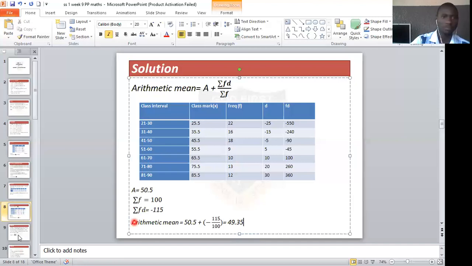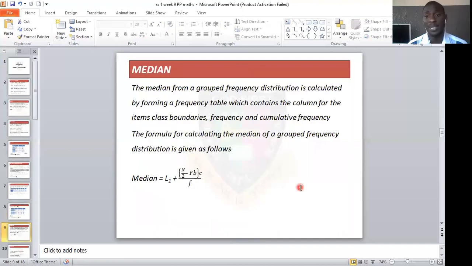So we go to the next thing, which is the median. This is how to calculate the median for grouped data. Read the note. The median from a grouped frequency distribution table is calculated by forming a frequency table which contains columns for the class boundary, the frequency, and the cumulative frequency. You calculate the class boundary by subtracting 0.5 from the lower class limits and adding 0.5 to the upper class limits. Everything must be in your frequency distribution table in order to calculate your median.